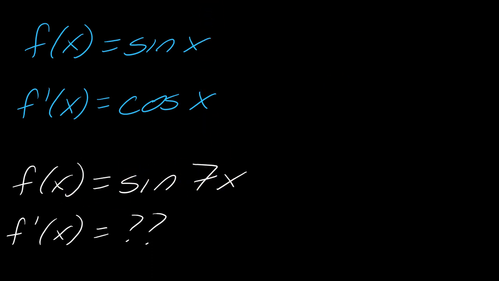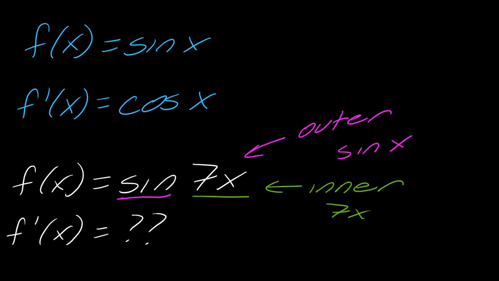It views it as a composition of functions where this sine is the outer function. So we think of this as the outer function sine of x, and then the inner function is this 7x. So this would be the composition of sine of x with 7x. Okay, so that's the idea behind this.